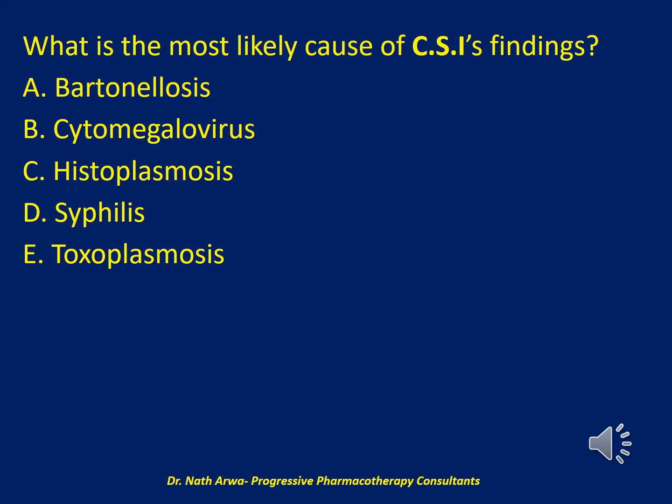So my question to you is, what is the most likely cause of CSI's findings? Is it A, Bartonellosis, or B, cytomegalovirus, or C, histoplasmosis, or D, syphilis, or is it E, toxoplasmosis? I will give you 10 seconds to choose the correct answer to this question from the listed options.